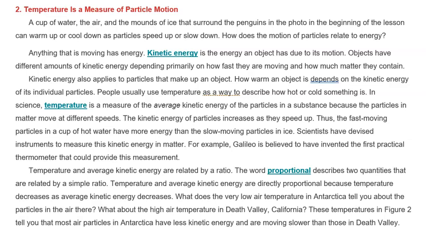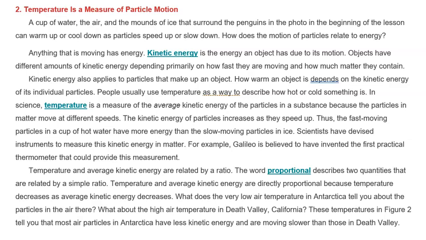Scientists have devised instruments to measure this kinetic energy in matter. For example, Galileo is believed to have invented the first practical thermometer that could provide this measurement. Temperature and average kinetic energy are related by a ratio. The word proportional describes two quantities that are related by a simple ratio. Temperature and average kinetic energy are directly proportional because temperature decreases as average kinetic energy decreases.